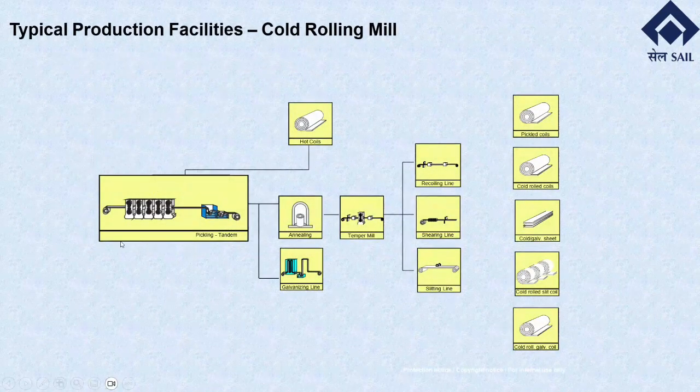These are the typical facilities. First we get hot coils, then this is the pickling and tandem cold mill, that is called PLTCM. Then we have batch annealing. Then another route is galvanizing. Then we have the skin passing mill. We don't have a recoiling line, but we have a tension leveler line.